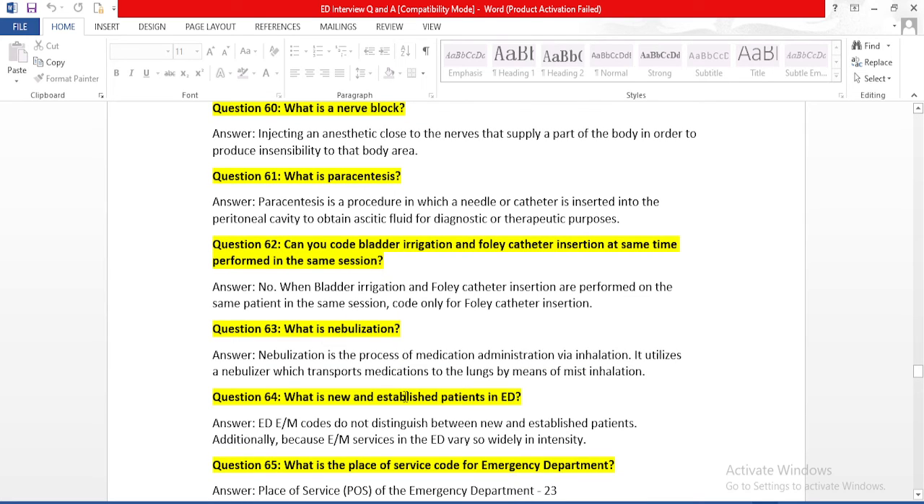Next question, what is paracentesis? So paracentesis is a procedure in which a needle or catheter is inserted into the peritoneal cavity to obtain ascitic fluid for diagnostic or therapeutic purposes.